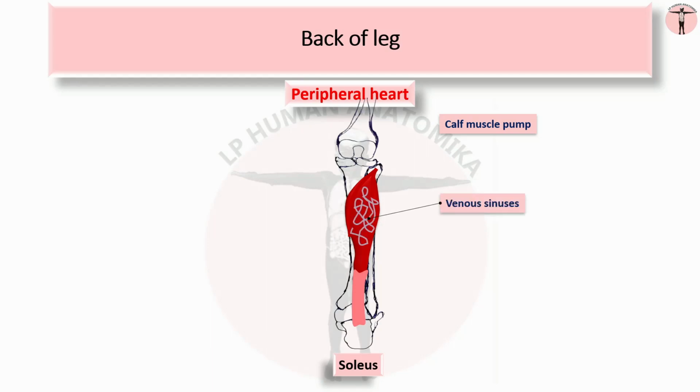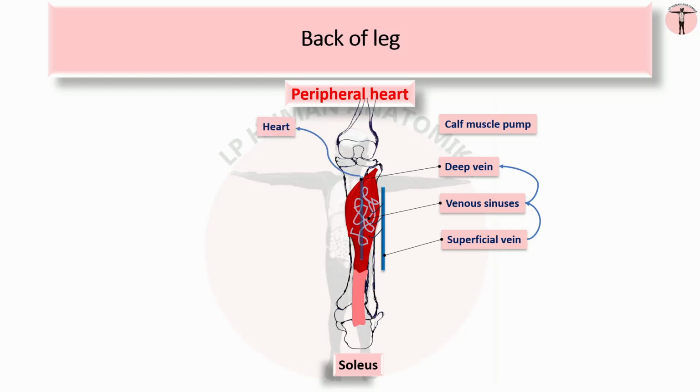There are large venous sinuses present in the soleus, which connect the superficial veins and the deep veins. So, when the soleus contracts, it helps in sucking the blood from superficial veins to the venous sinuses or perforating veins and propelling it towards the deep veins, and from there the blood is pushed towards the heart against gravity. Because of this function, soleus is called the peripheral heart of the lower limb.